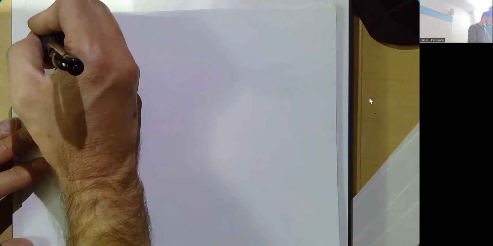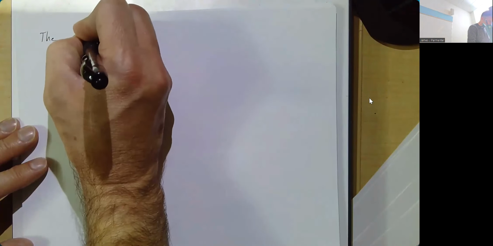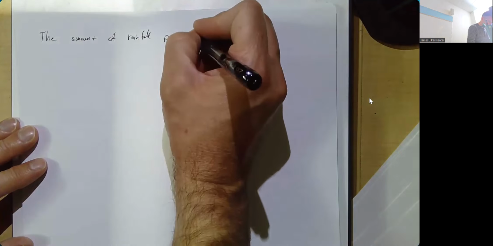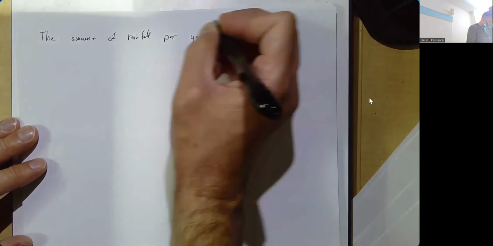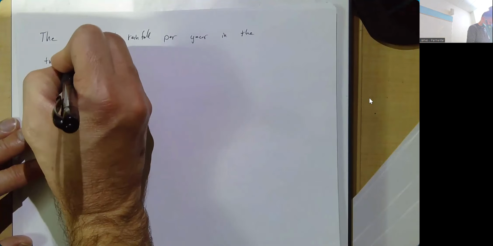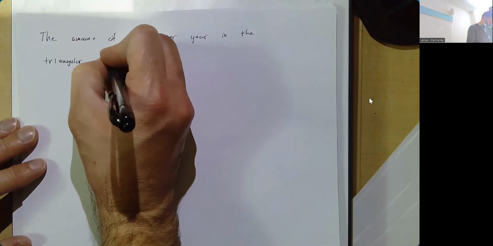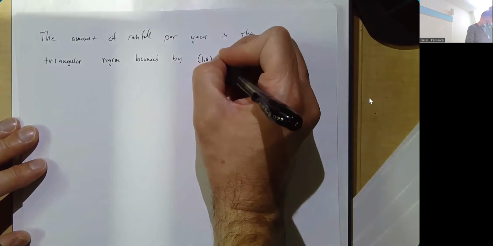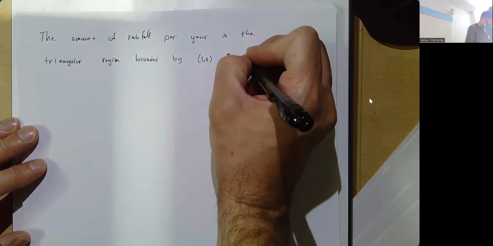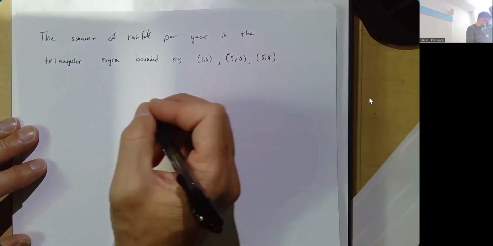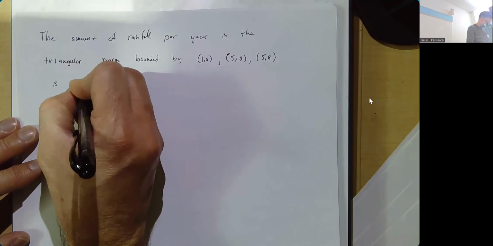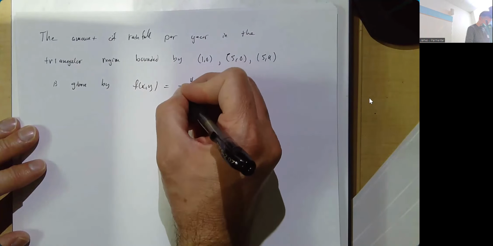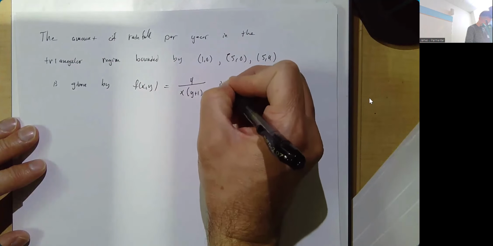So the amount of rainfall per year in the triangular region bounded by the coordinates (1, 0), (5, 0), and (5, 4) is given by the following. F of x comma y is equal to 4 divided by x times y plus 1 inches.